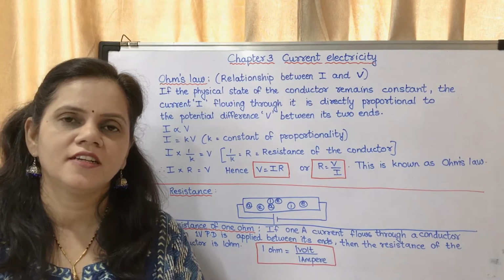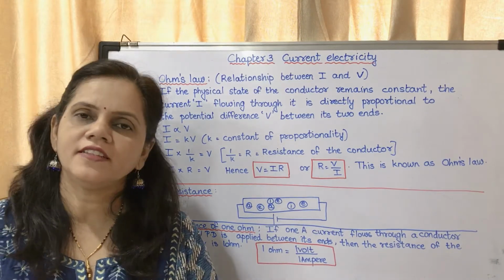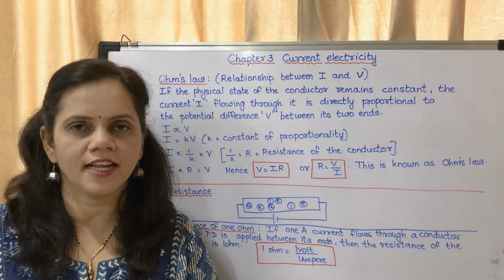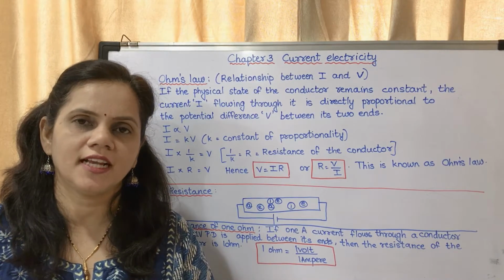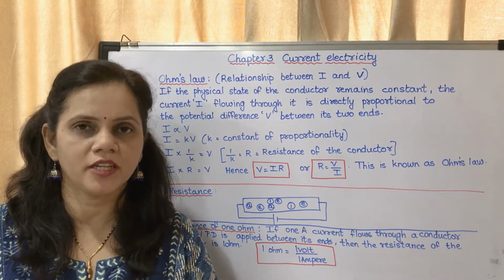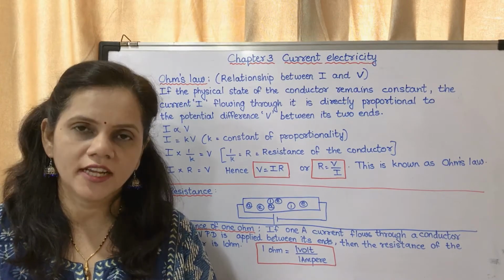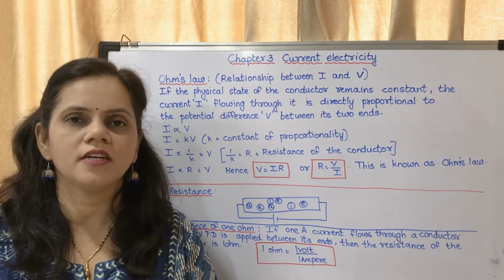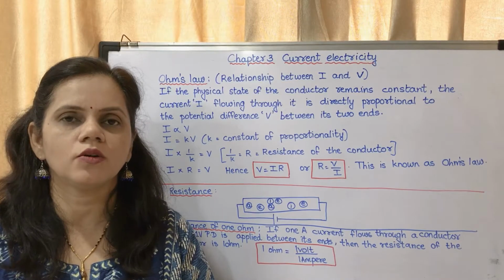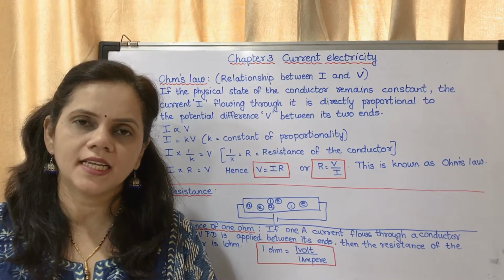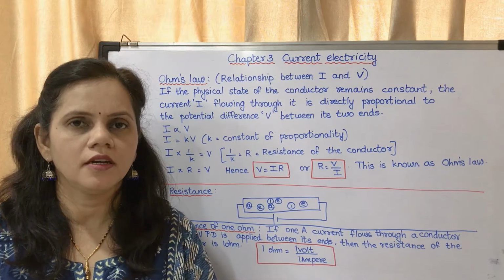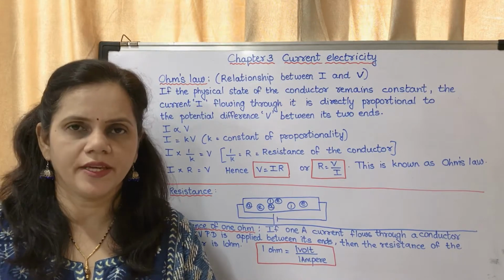Hello everyone. So yesterday we started with chapter 3, that is electric current. In the other lecture we studied what is electric current and what is meant by potential difference. Now today we are moving on to the next topic, that is Ohm's law. Now what is Ohm's law? It is basically a relationship between I and V.